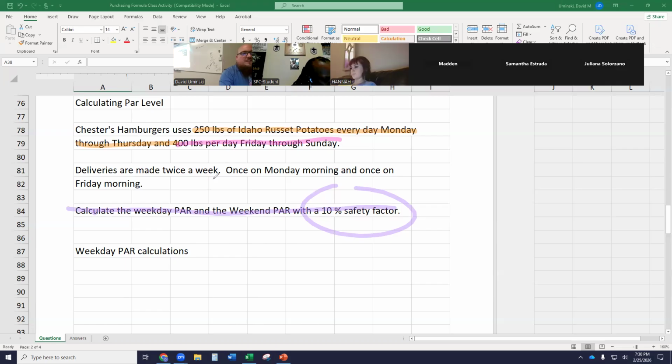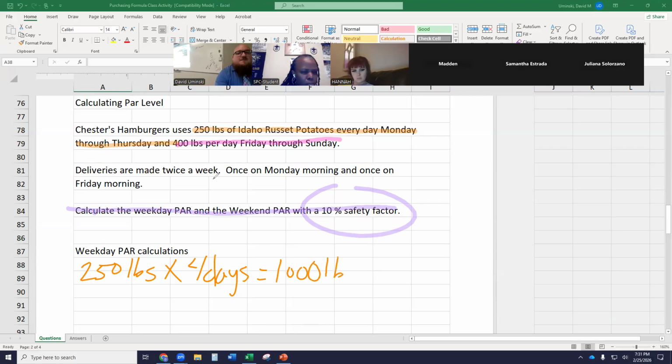We use 250 pounds per day. That's Monday, Tuesday, Wednesday, Thursday. How many days is that? 4 days. So that means I need to have 1,000 pounds on hand. My safety factor is 10%. So I'm going to multiply by 1 point, what?